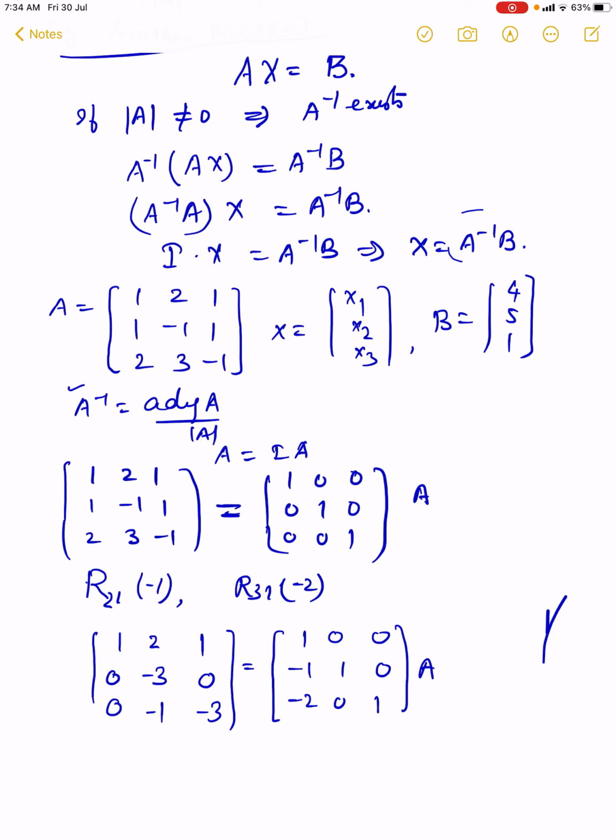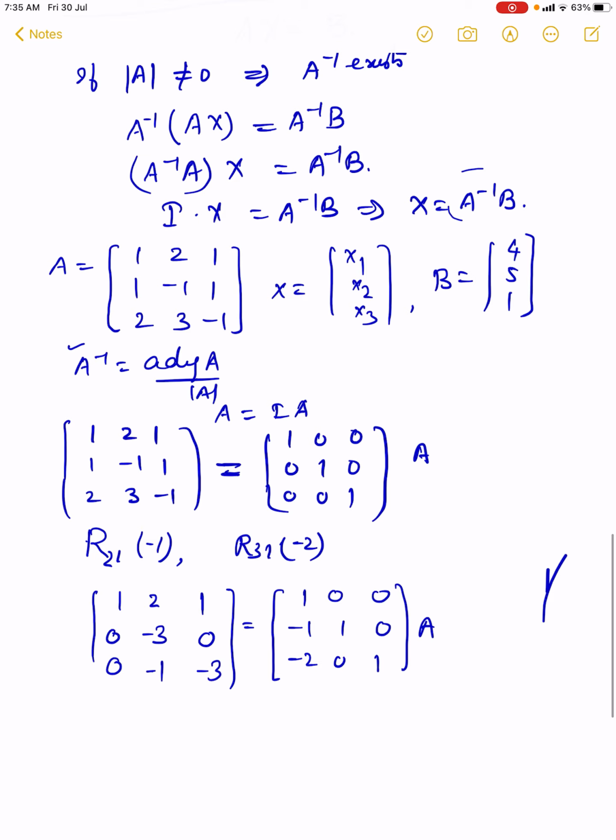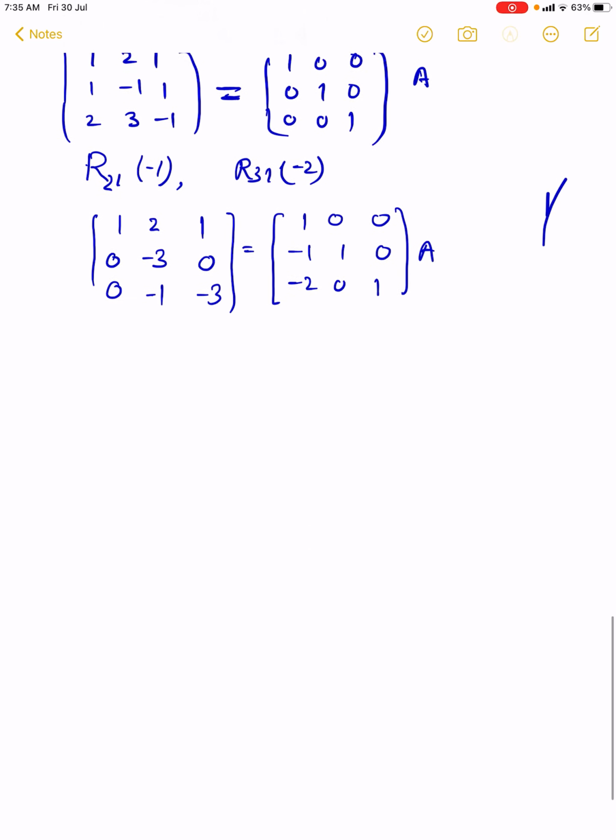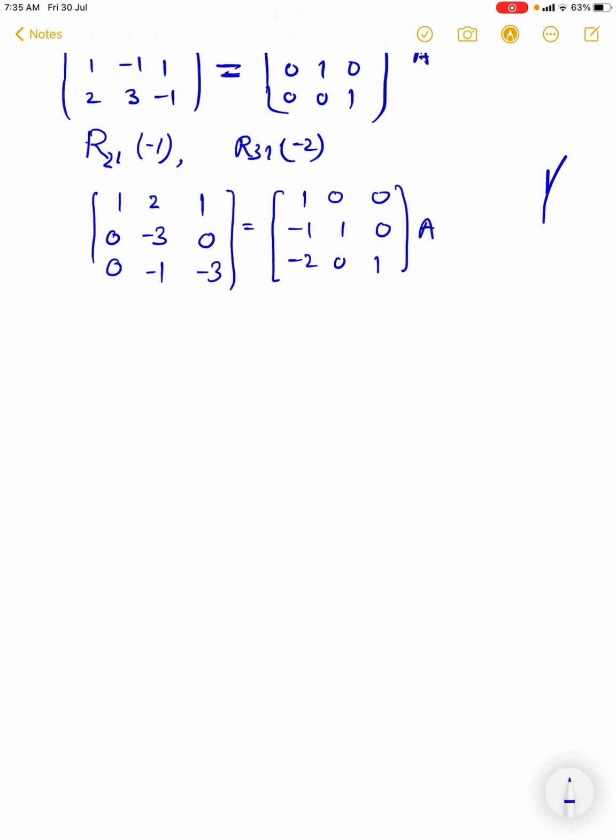Now the next is, through second row the A22 should be 1. For this it's better to interchange the second and third row. So R23 apply the operation: 1 2 1 0 minus 1 minus 3, then 0 minus 3 0.